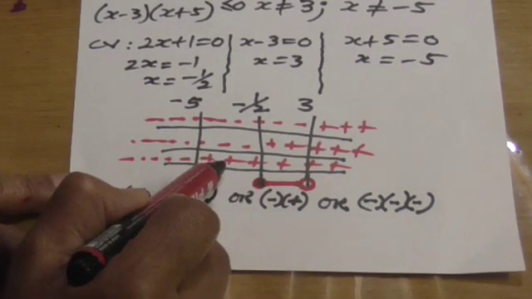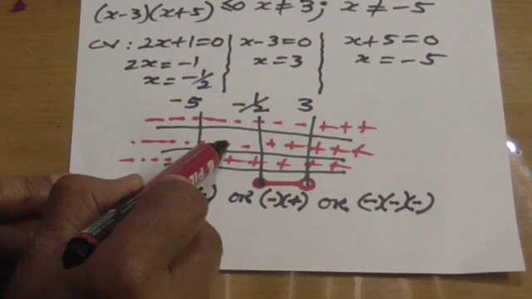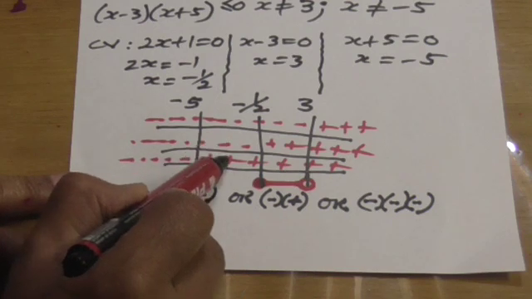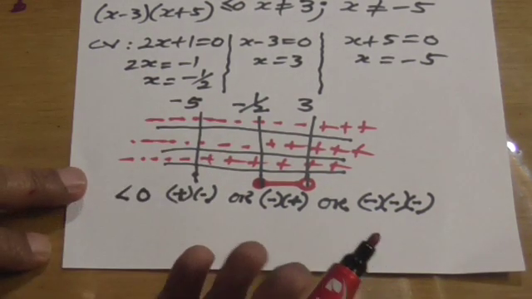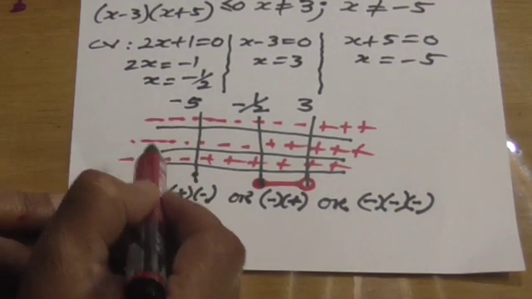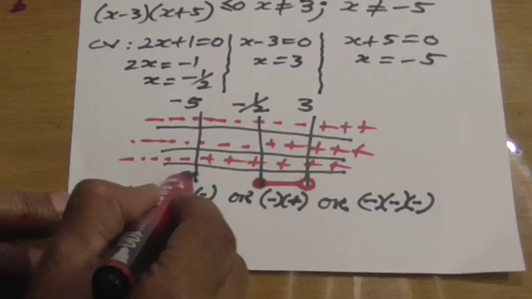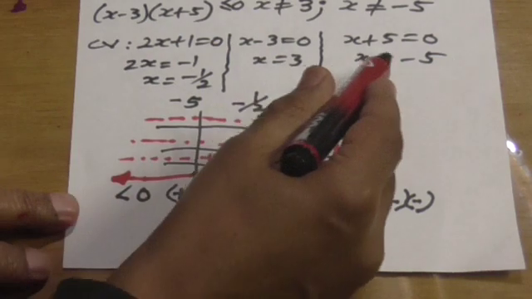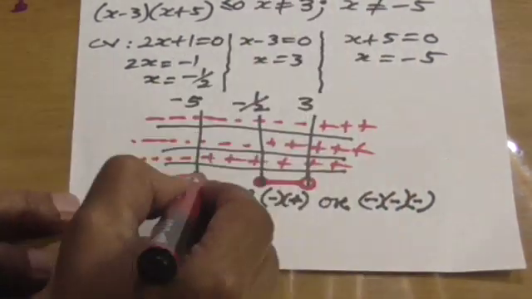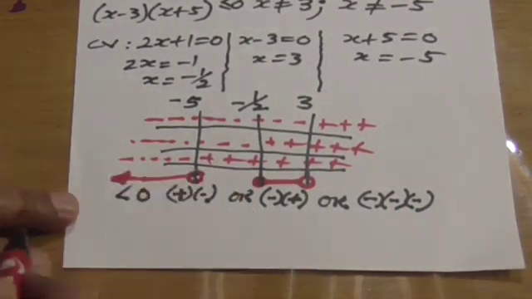Now here you got minus times minus, which is plus, and plus times plus is plus. So this whole thing is plus. So the answer is not there. Now here you got minus times minus times minus. So the answer is in this area here. Now let's look at minus 5. X cannot be minus 5. So this will be a circle.